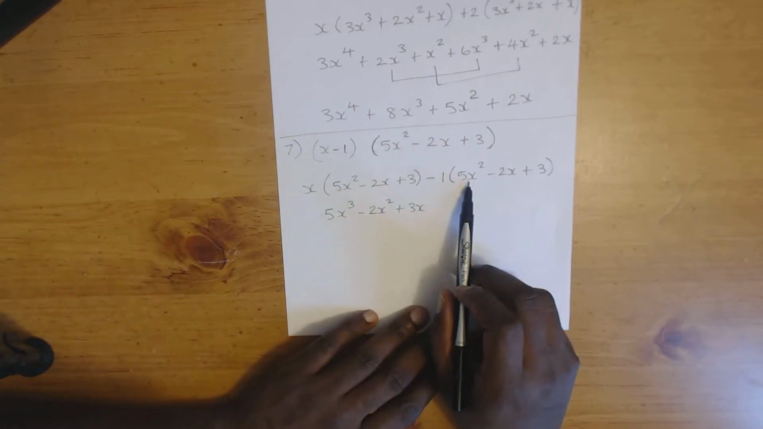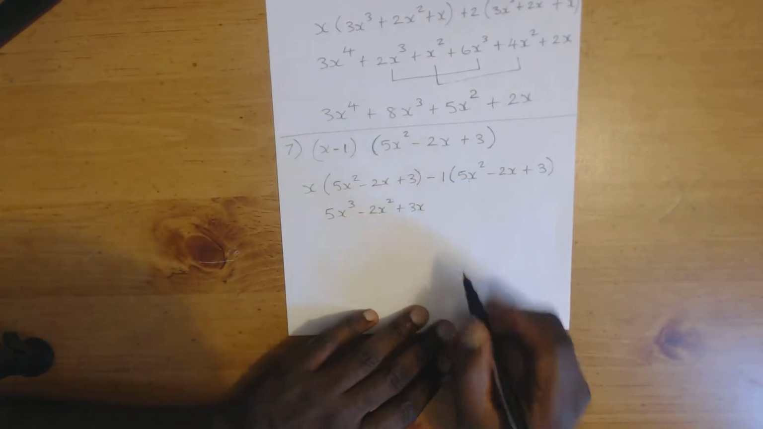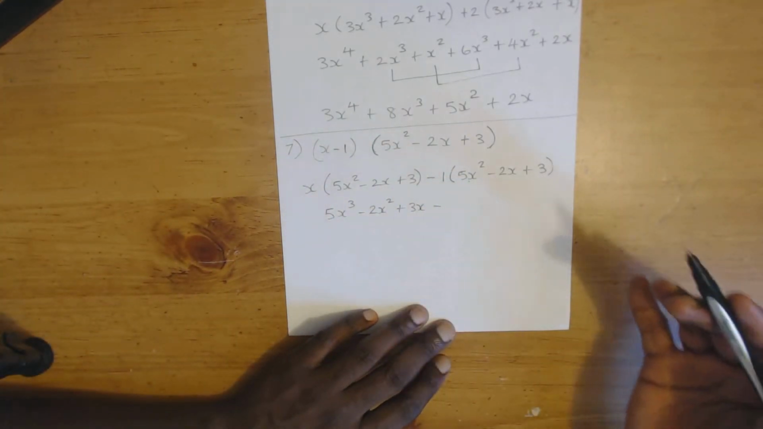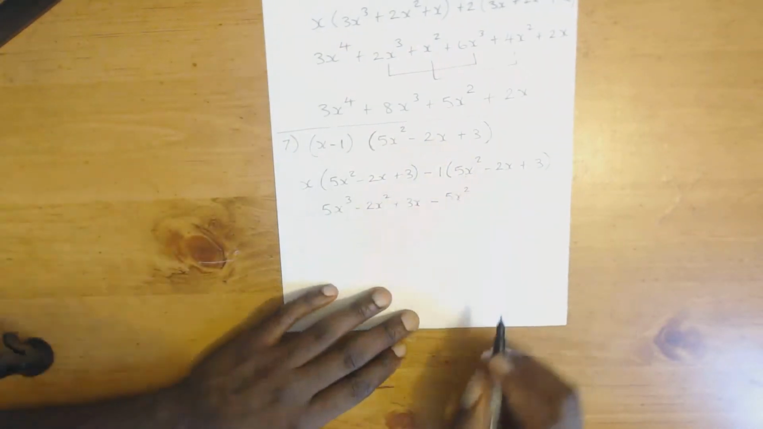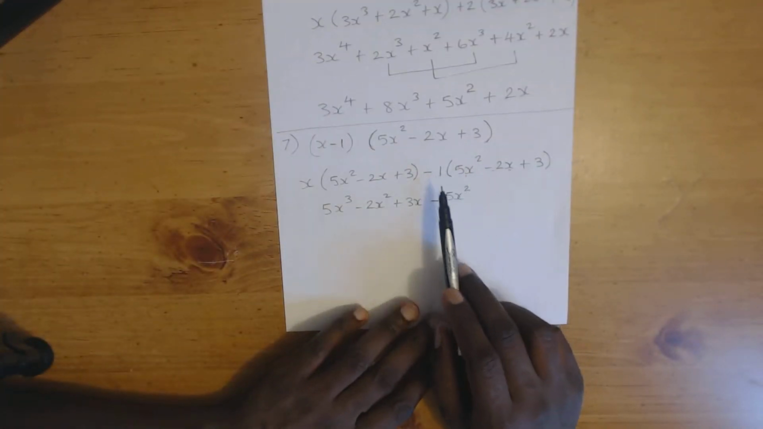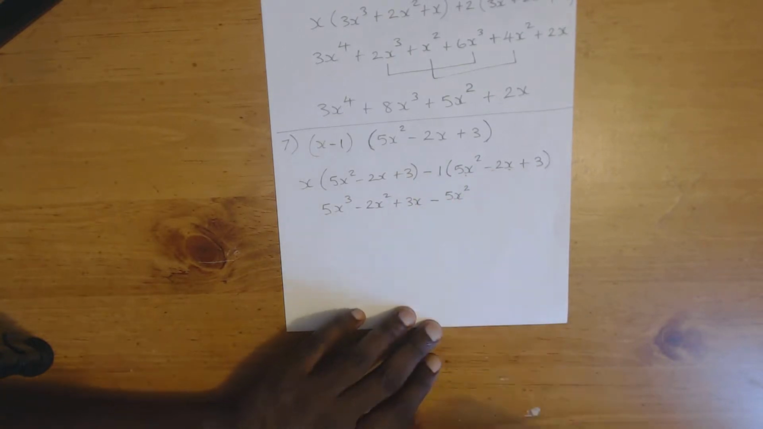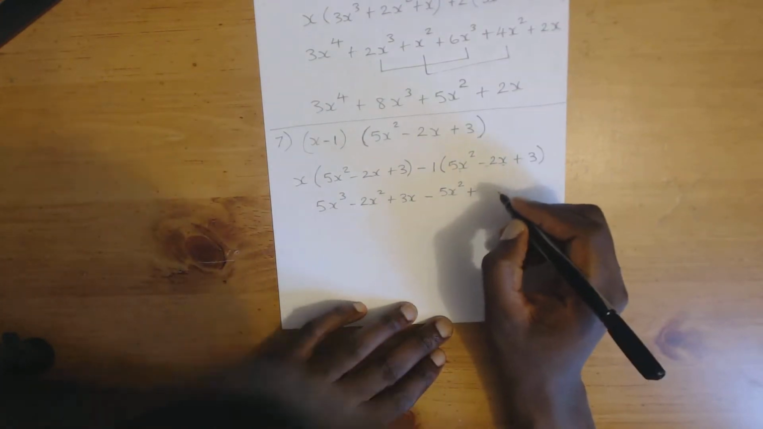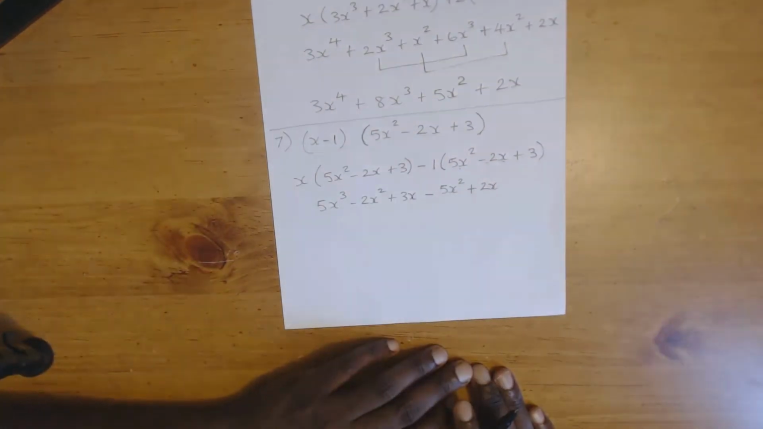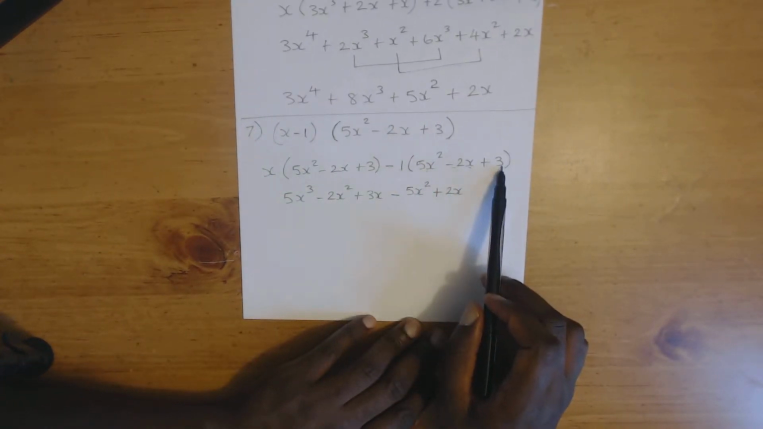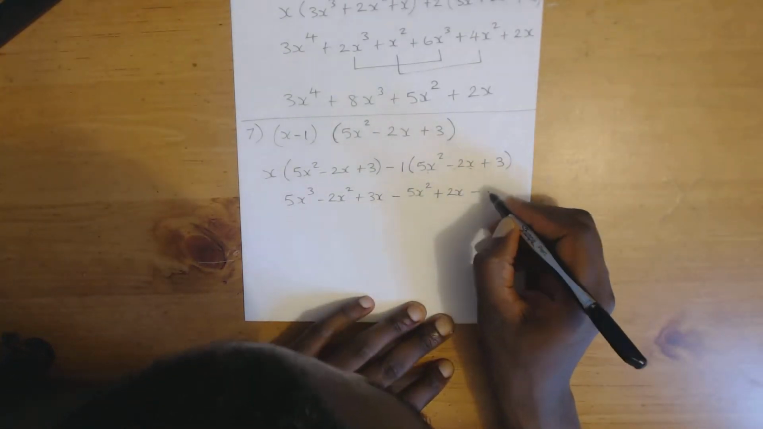What do you think that's going to give us? Yes, minus 5x squared, because minus 1 times anything is going to give you that thing negative, okay? So it's going to give us minus 5x squared, okay? And then minus 1 times minus 2x, remember, a negative times a negative is going to give you a positive, okay? So minus 1 times minus 2x is going to give us plus 2x, okay? And then for the last part, minus 1 times plus 3 is going to give us minus 3.